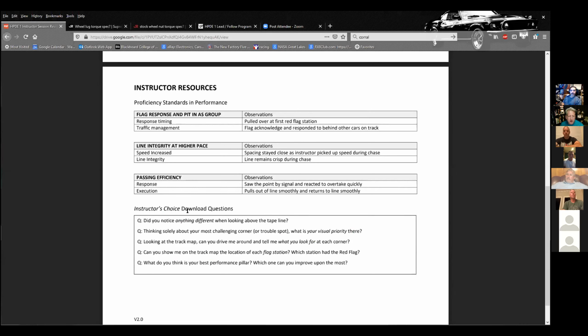You guys heard about this? This was generated from one of our instructors. The old tape on the windshield right here. Yeah. This means yes. This means no. Yeah. Generated from there. There's another track map tie-in here.